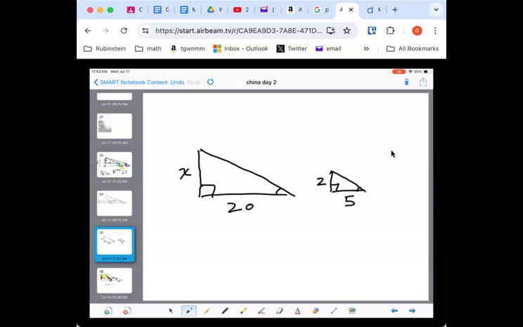Another way you can do this is you can set up a proportion. You could go like this, 2 over 5. And then in the other fraction, you put the corresponding sides. So the 2's partner in the other triangle is x, and the 5's partner in the other triangle is 20.